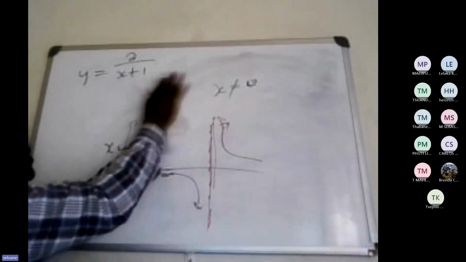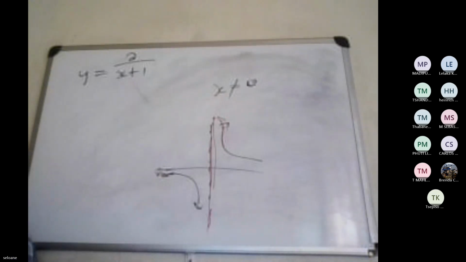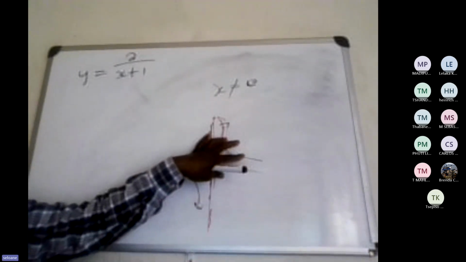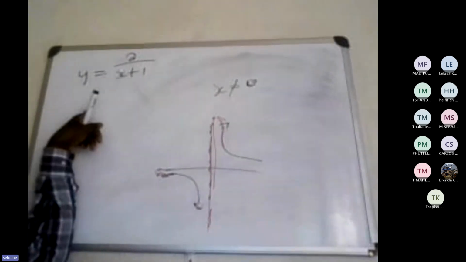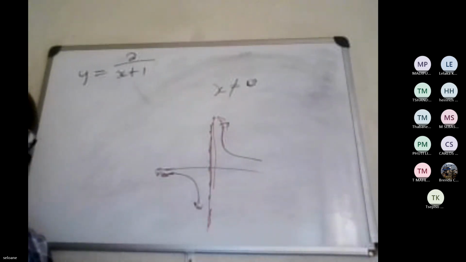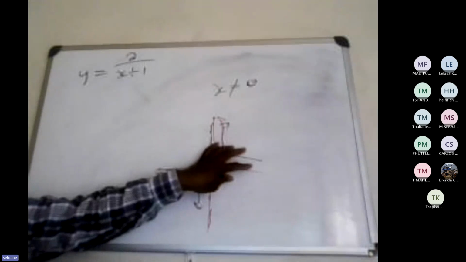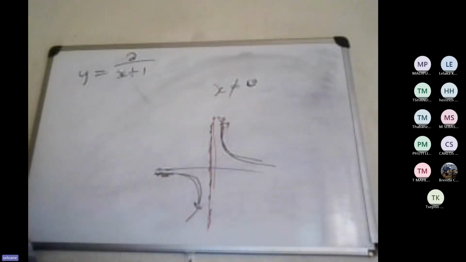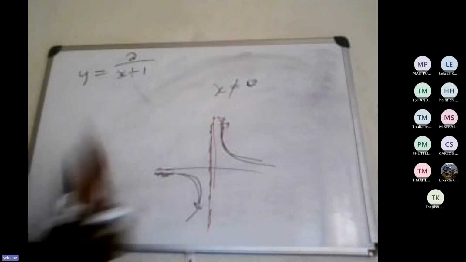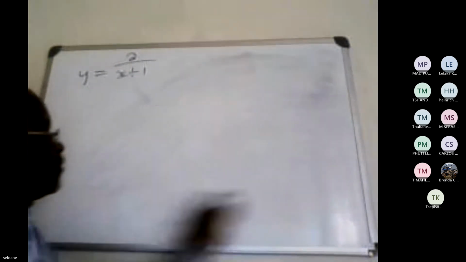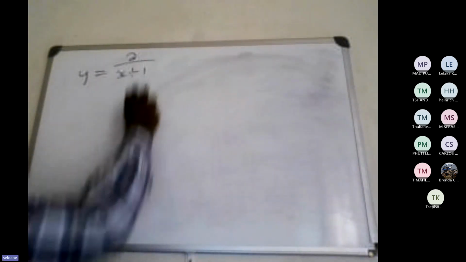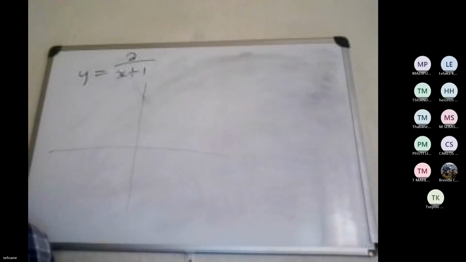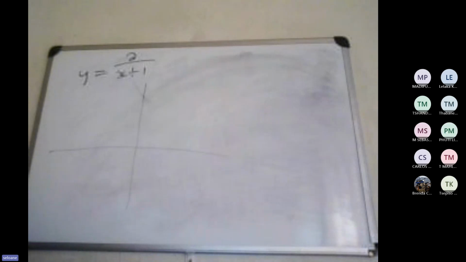But now, what about this one? It will simply be this shifted 1 unit to the left. We know this. Therefore, you just take this and shift it 1 unit to the left. That is good. Therefore, the graph of this one will simply be this one. Okay, let us get the y.